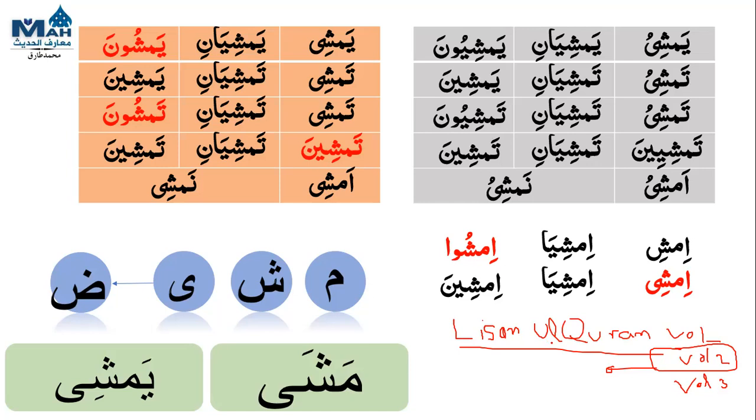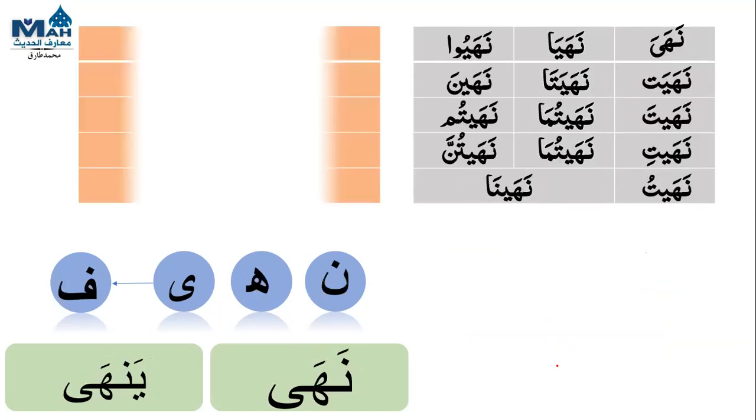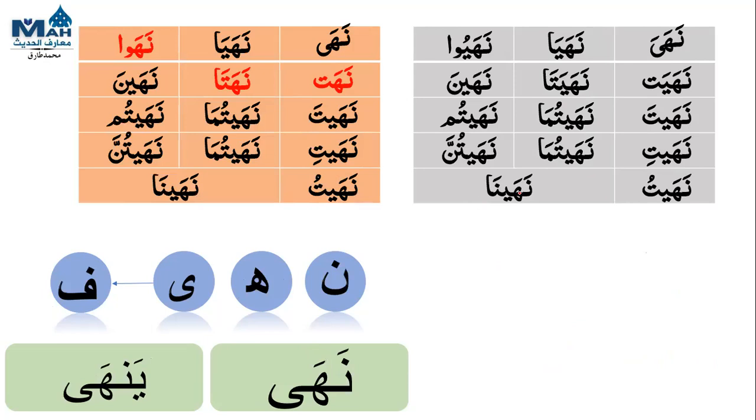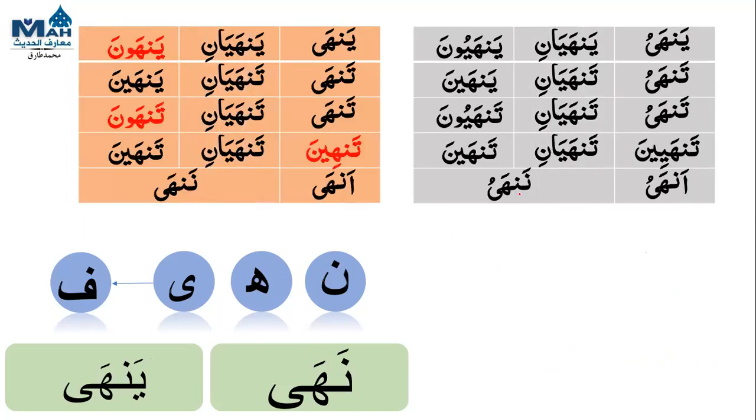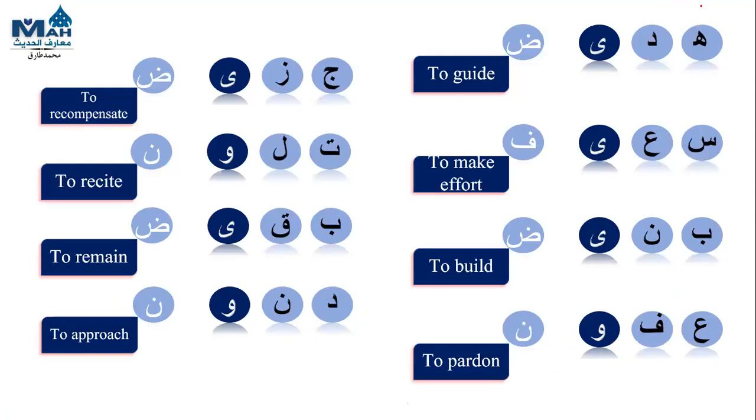So I'll share it, inshallah. Okay, Naha Yanha. The same as we did in Nasiya Yansa. Okay, the same things are there. Now, what is this? Can you make Madi Mudare, Aisha? Ha Dal Ya from chapter Lod, so it will be Hada Yahdi. Okay, Seen Ain Ya is from chapter Fa, so it will be Sa'a Yas'a. Okay.